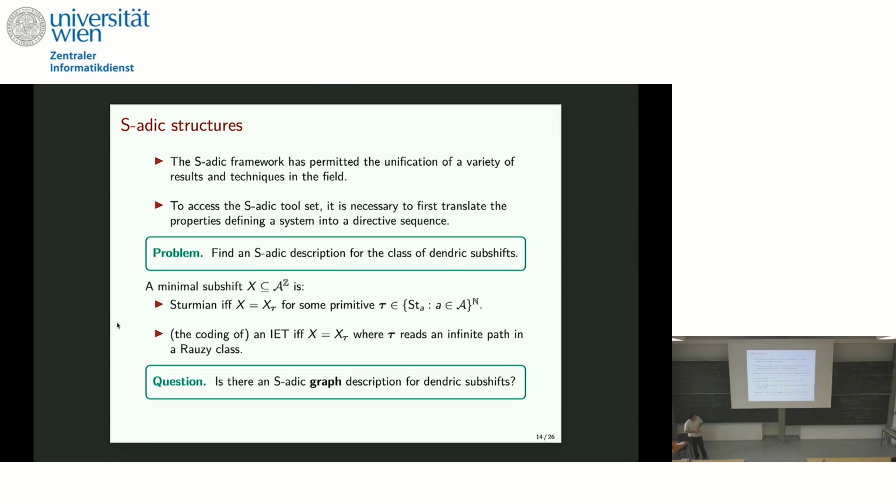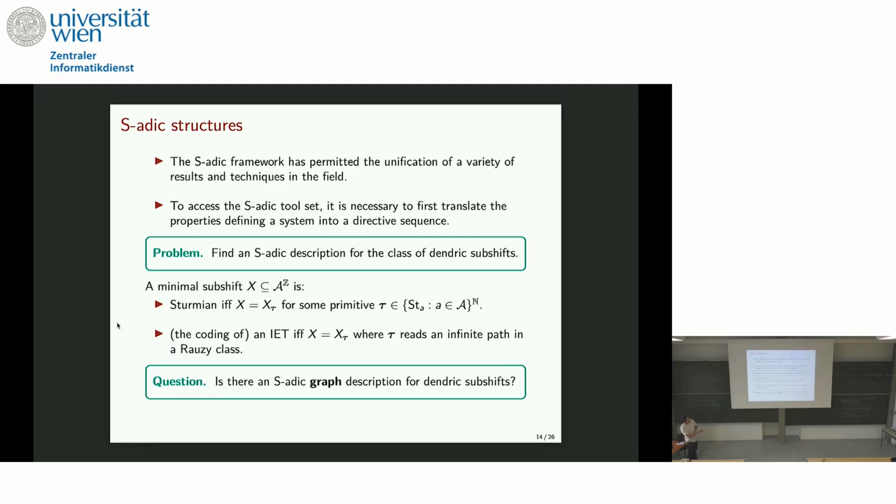Okay, so what kind of description should we try to find? There are some hints, because we know that there are two important subclasses of dendric subshifts. The first one is the class of Sturmian subshifts, and for this one, we already have a good description, which is given by these two morphisms, theta 0 and theta 1, that we used before. In this case, the description is very simple. We can put them in almost any order. The only restriction here is that we need to be sure that the subshift that we generate is minimal.